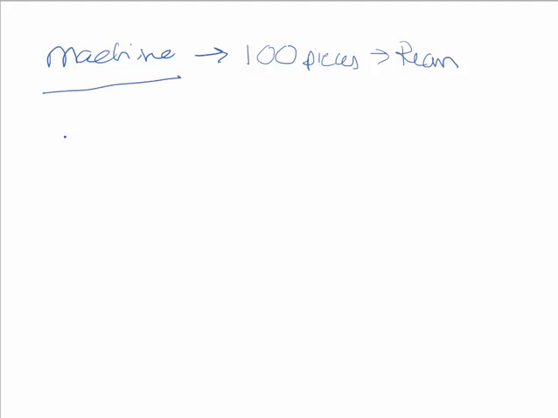So let's say that we have a machine, and this machine allocates paper to different ream sizes. So let's say it's printer paper, and what it does is it allocates 100 pieces of paper to a single ream. And what we want to ultimately determine is whether or not this machine is producing parts correctly.